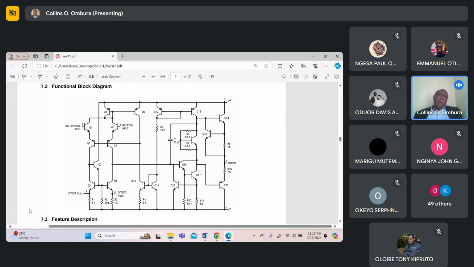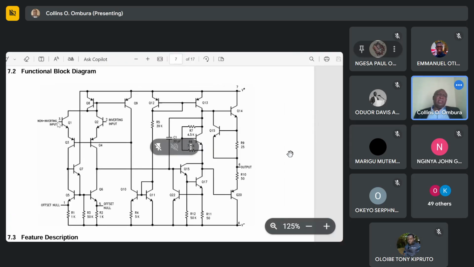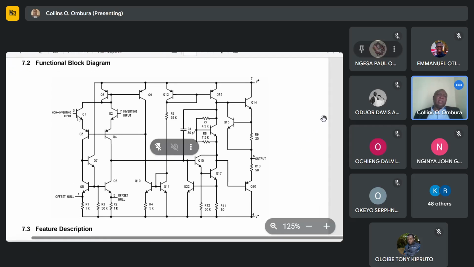So if we start from the input of the op-amp, these are the two inputs. Q1 and Q2 are just what? It's a common collector circuit, right? Q1 and Q2 is a common collector circuit. So that's used to increase the impedance of the inputs. There's no voltage gain. Whatever signal comes at the base of any of these transistors is reflected at its emitter.